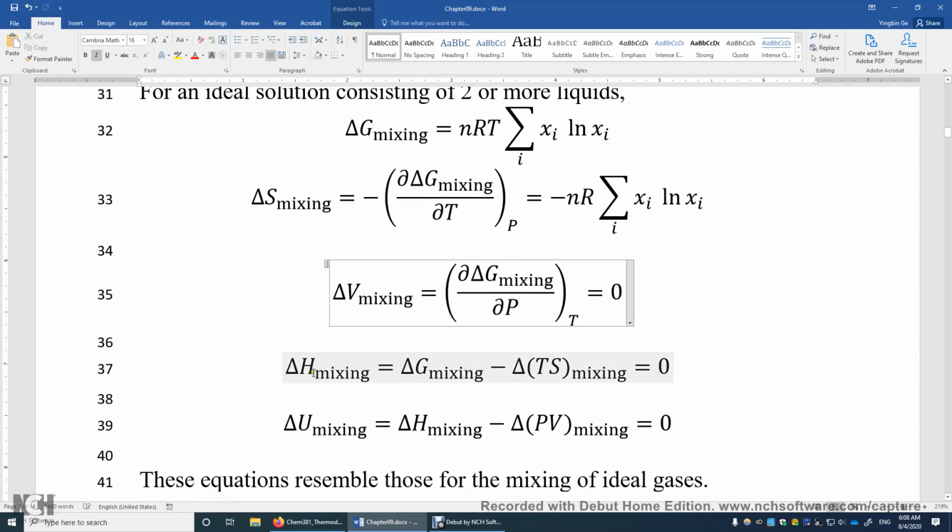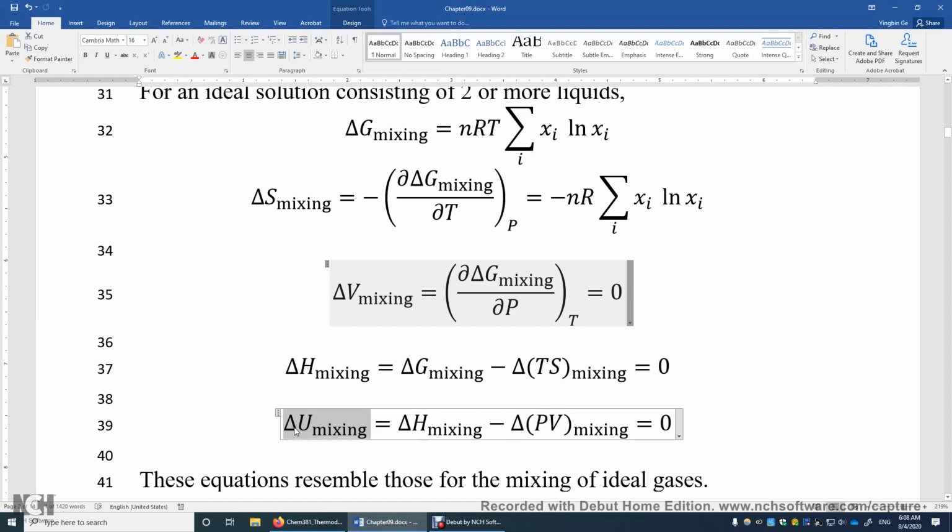How do we get this enthalpy? Enthalpy is just G plus TS. It's 0. Internal energy is H minus PV. It's also 0. So during the mixing, the volume is constant. We're doing the mixing under constant pressure condition. So neither P nor V changes. And also, we don't need an equation for this.